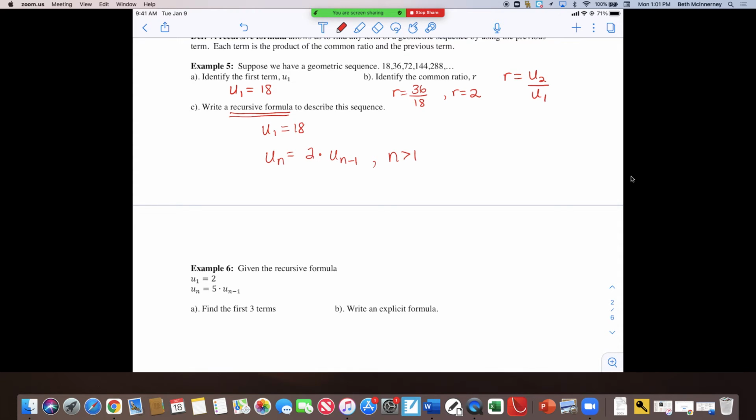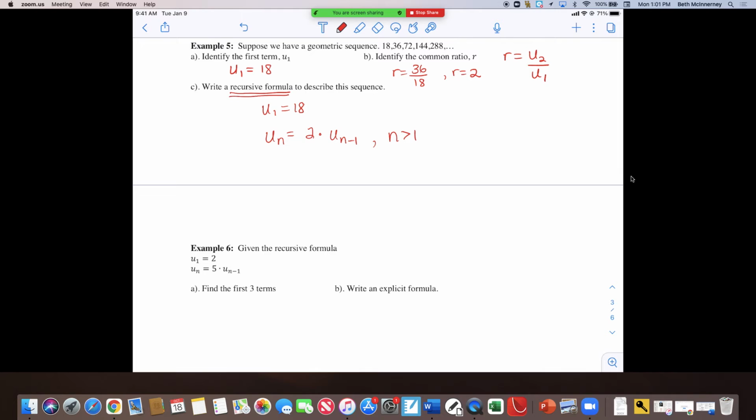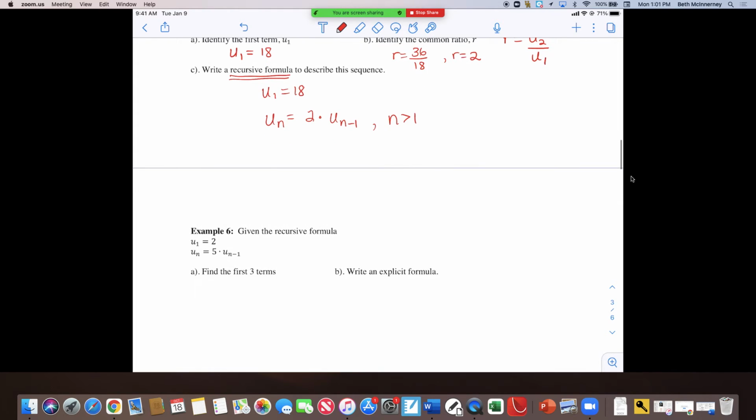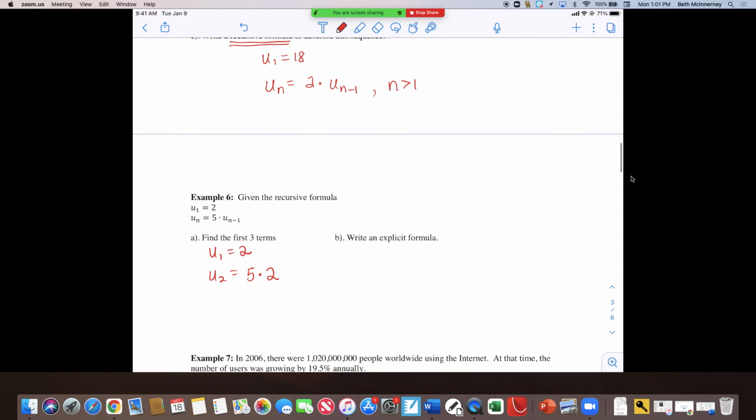It says you're given u sub 1 is 2, and u sub n says take 5 times the previous term. So it says find the first 3 terms. Well, the first term is 2. Then the second term is going to be 5 times the first term. So the second term is 10. The third term is 5 times the previous term, so it's 50. So it's 2, 10, 50 are the first 3 terms.